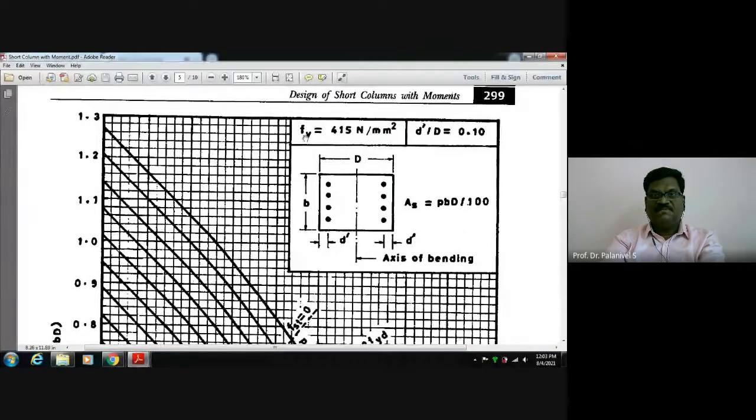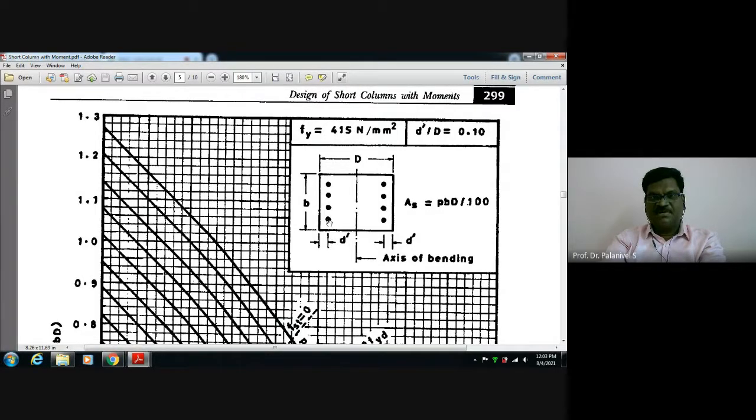Here you can see fy equal to the grade of steel. This cover ratio I told you, the effective cover to lateral dimension ratio, is 0.1 in this chart. And how is the steel arranged? It is arranged all around. In which case do you go all around? If the column is subject to biaxial bending, the steel has to be provided all around. But if the column is subject to uniaxial bending, you have to provide steel only here and here. This is D dash, the effective cover.